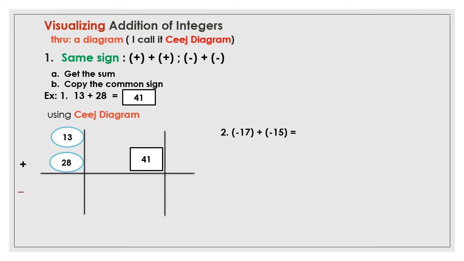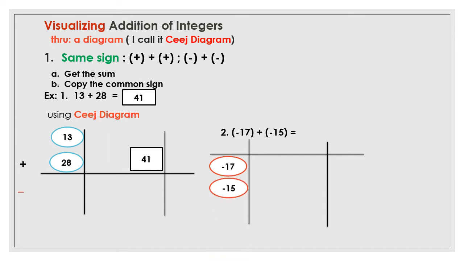Next, we have negative 17 plus negative 15. So using the seeds diagram, we have negative 17 at the lower portion, and so with negative 15. Since they are on the same side, we get the sum, 17 plus 15 is 32. Then the common sign here is negative, therefore the result is negative 32.